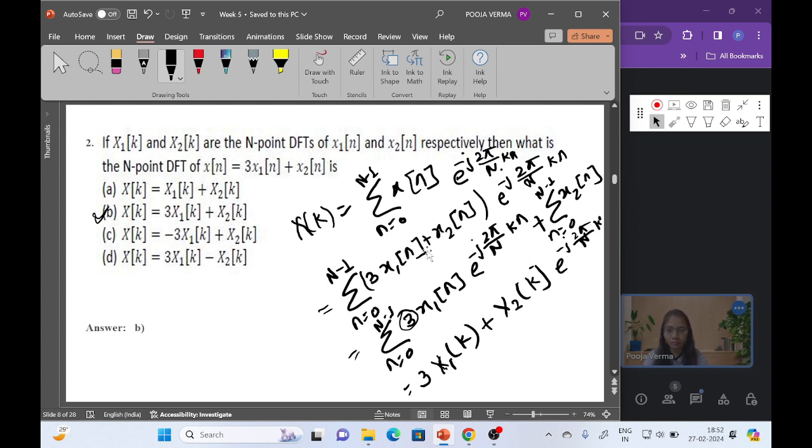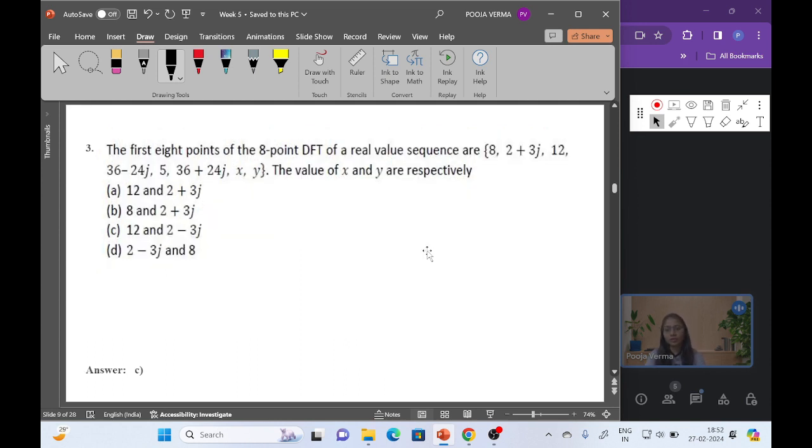Okay, so moving to the next question. The first 5 points of the 8-point DFT of a real valued sequence are 8, 2 plus 3j, 12, 36 minus 24j, 5, and the remaining are 36 plus 24j, x and y. Then what will be the values of x and y respectively? Option A is 12 and 2 plus 3j. Option B is 8 and 2 plus 3j. Option C is 12 and 2 minus 3j. And option D is 2 minus 3j and 8.